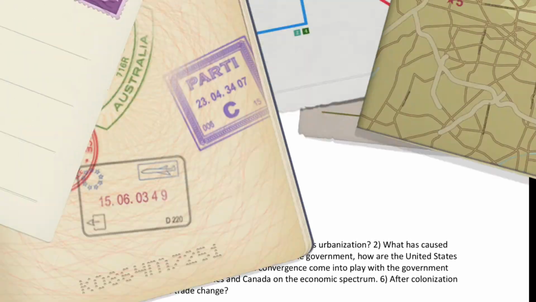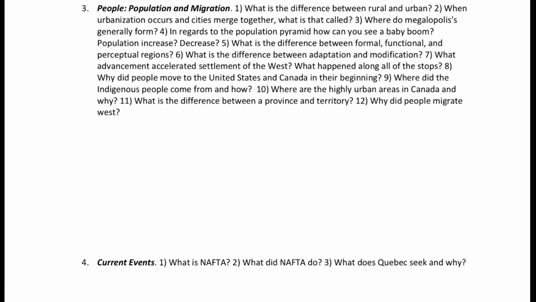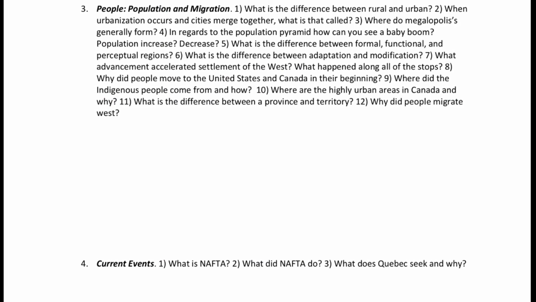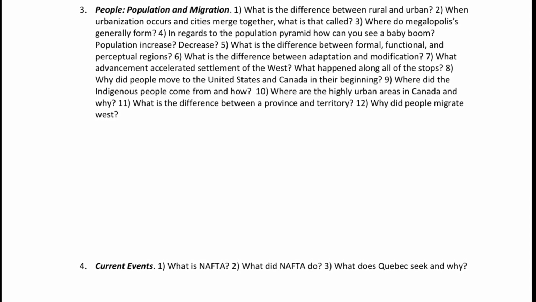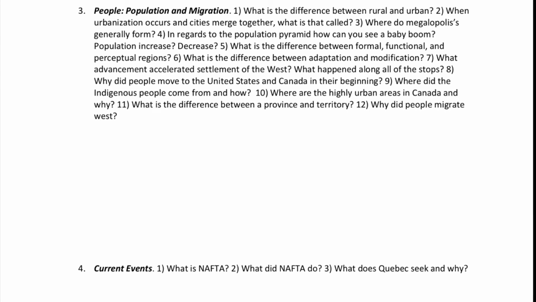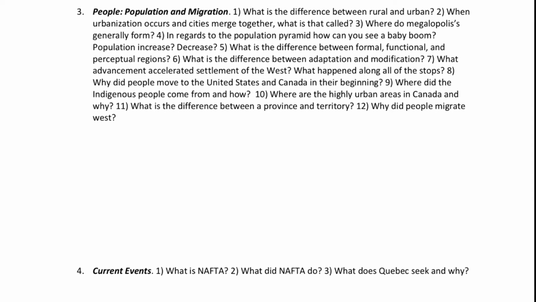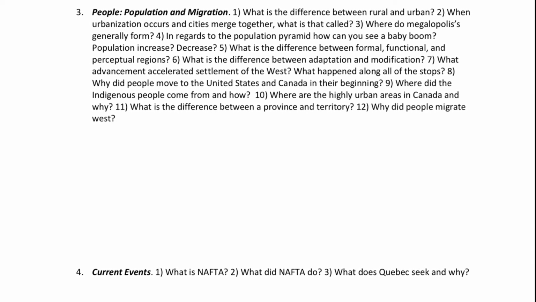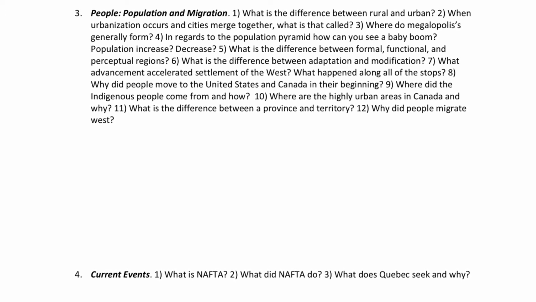Question number 3, still dealing with people, now we're looking at population and migration. Number 1, what is the difference between rural and urban? Rural is talking about the countryside. Everything's going to be dealing with farms, with ranching, with not cities. Any transportation is probably going to be done by railroad. Maybe it has some ship, depending on the river systems nearby. But this is the countryside.